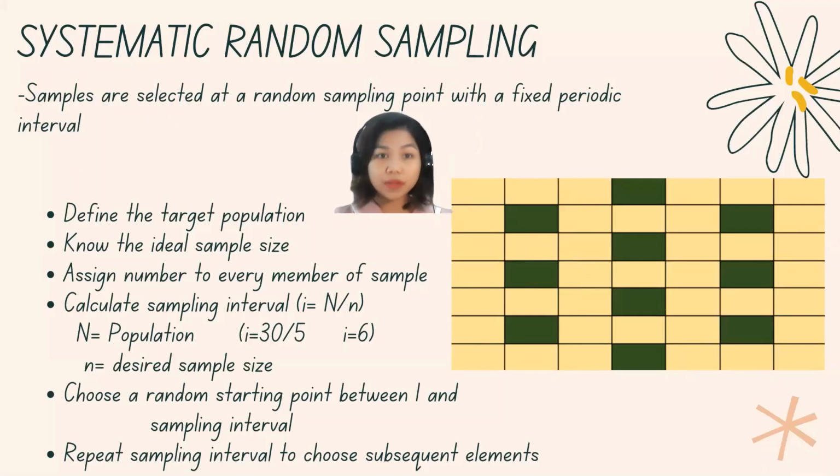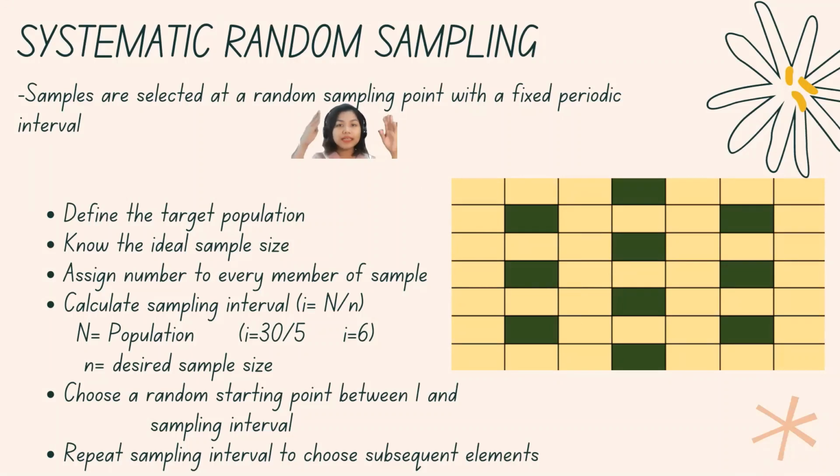So, let's take a look on this sampling technique. So, with this, samples are again selected at random sampling point with a fixed periodic interval. So, when we talk about fixed periodic interval, we are actually trying to see that, okay, every 6, or every 12, or every 16, or every 8.